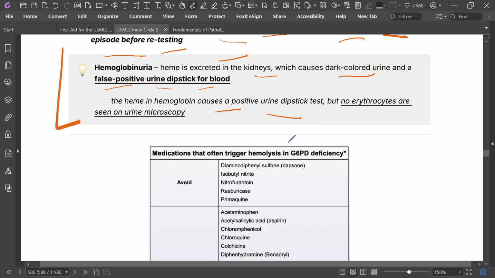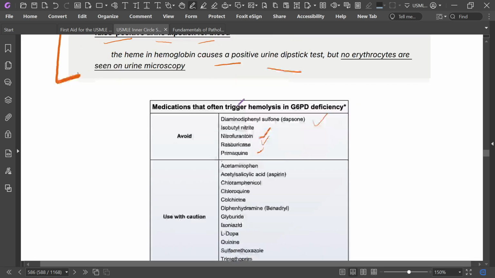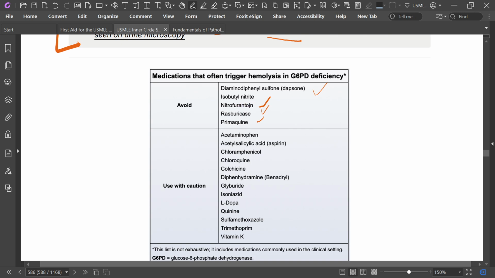What are the drugs that trigger hemolysis in G6PD? Most important are nitrofurantoin, primaquine, rasburicase, isobutyl nitrite, and dapsone. These drugs should be avoided, and other drugs should be used with caution, like acetaminophen. Acetaminophen is an OTC drug, but if somebody has G6PD deficiency, it should be used with caution.